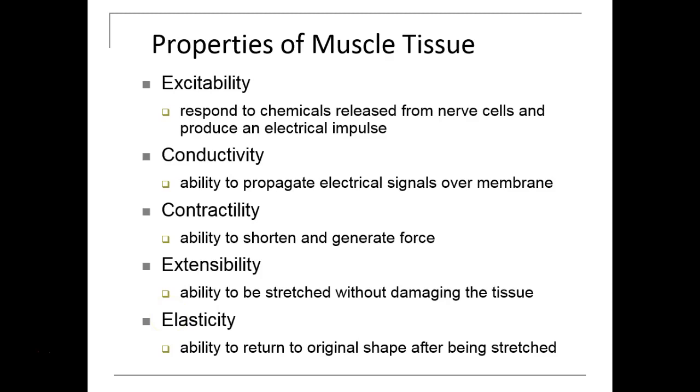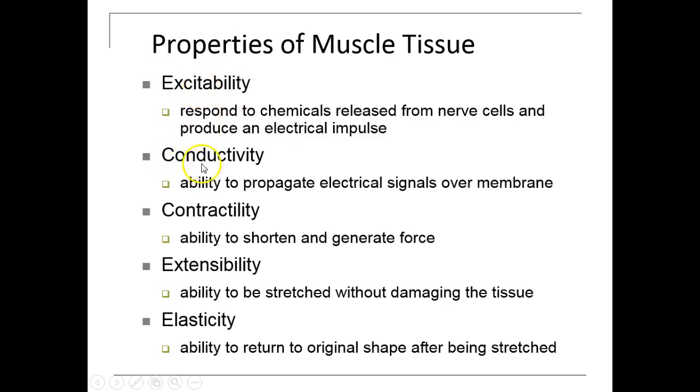Now, all muscle tissues have in common these basic characteristics. All muscle tissue is excitable, so we say excitability. And cells around the body, like cells in the nervous system and muscle cells, have the ability to respond to chemical signals and produce electrical impulses from it. So that's called excitability. All muscle tissue is excitable.